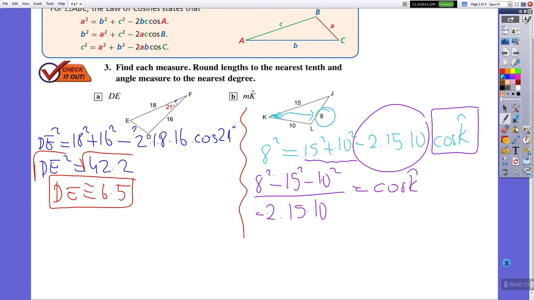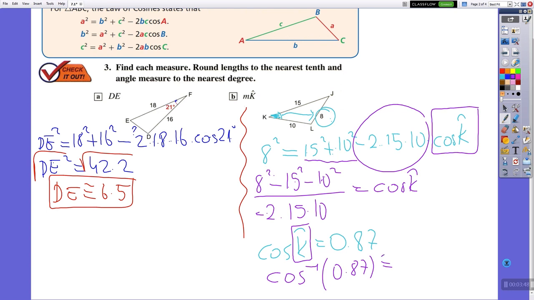It is going to give you 0.87. So the way of finding K here, isolating K here, is you need K by itself using inverse cosine. So inverse cosine of 0.87, insert it in your calculator, it's going to give you the answer as approximately 30 degrees. That's your angle K. It's approximately 30 degrees.